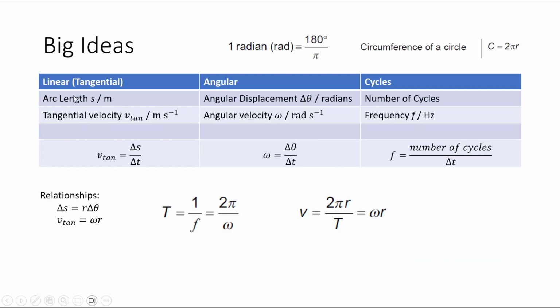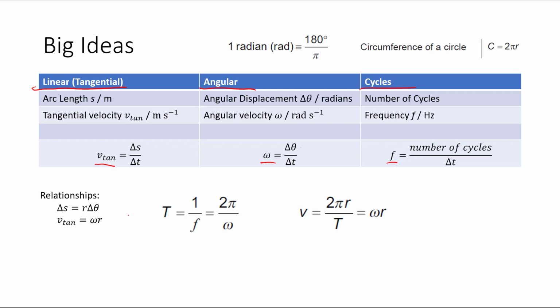These are really all of our big ideas kind of stuck together. We have 3 different ways of thinking about circular motion. We have the linear or tangential motion, the angular motion, and the cycles, number of cycles. Angular is radians, cycles is just cycles. We have a way of thinking about the rate that we pass through things, and they're all kind of related. Tangential speed is distance over time. Angular speed is angle over time, and frequency is cycles over time.